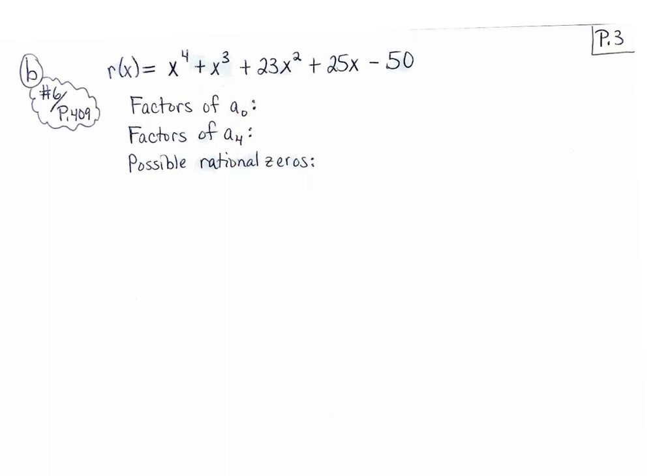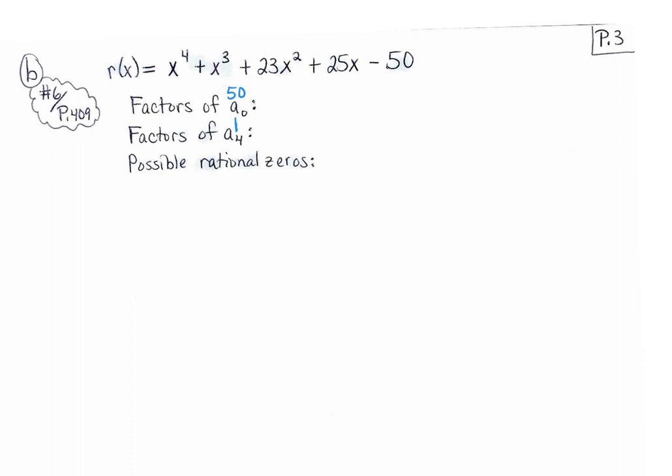Okay? What's A0 for us? 50, good. What's A sub 4? 1, good. So go ahead and take a minute to identify the factors of 50, the factors of 1, and the possible rational zeros. And once you've done that, check in with your neighbors to confirm.